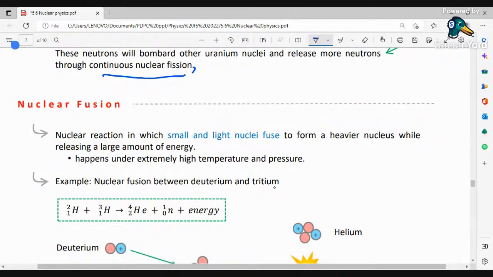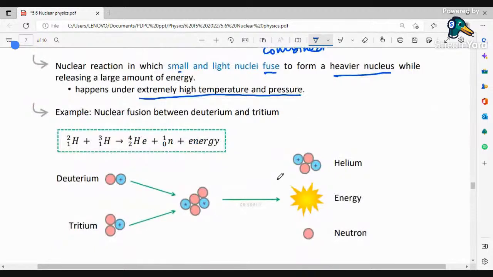Nuclear fusion. Fusion is the reverse process. Nuclear fusion: small and light nuclei fuse or combine to form a heavier nucleus while releasing a large amount of energy. It happens under extremely high temperature and pressure.